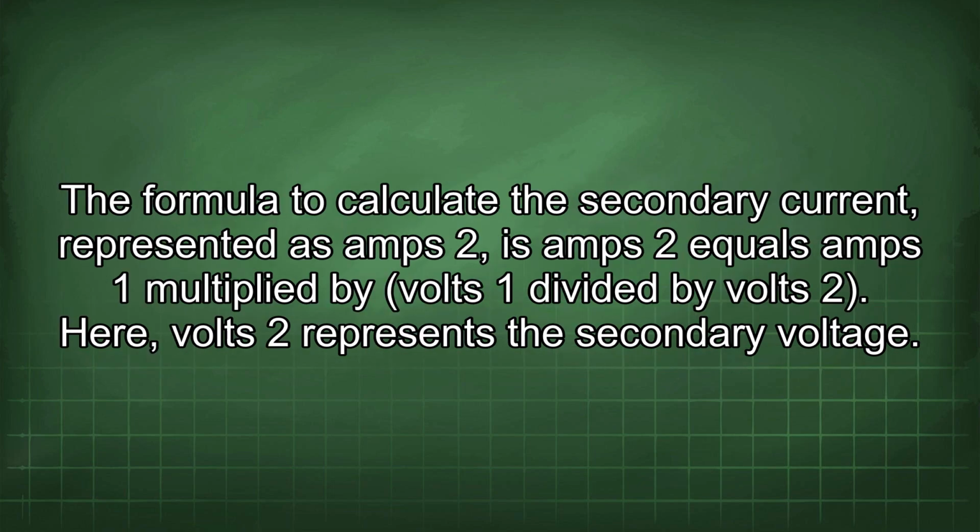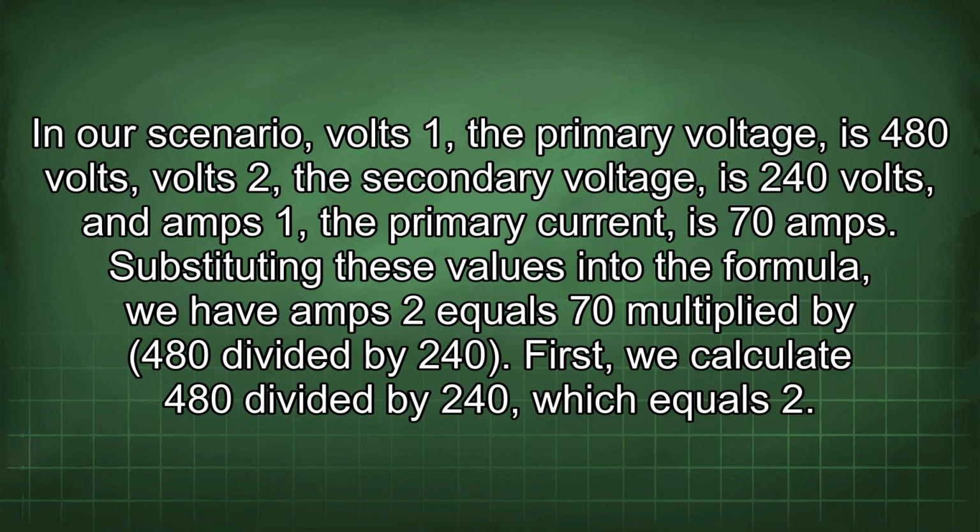The formula to calculate the secondary current, represented as amps 2, is amps 2 equals amps 1 multiplied by volts 1 divided by volts 2. Here, volts 2 represents the secondary voltage. In our scenario, volts 1, the primary voltage, is 480 volts. Volts 2, the secondary voltage, is 240 volts, and amps 1, the primary current, is 70 amps.